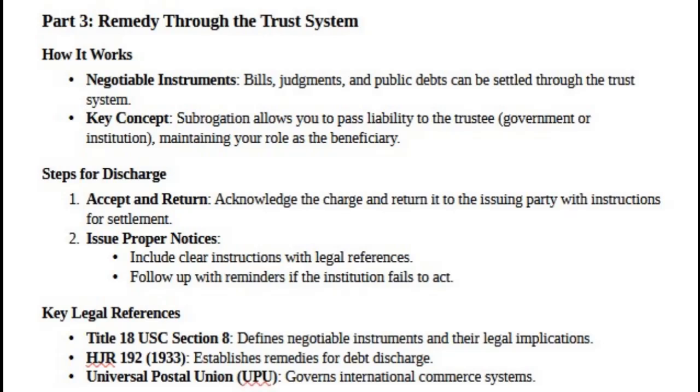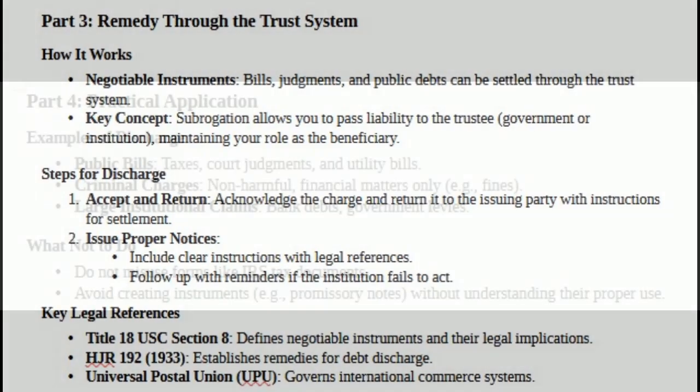Include clear instructions with legal references. Follow up with reminders if the institution fails to act. Key legal references. Title 18 U.S.C. Section 8 defines negotiable instruments and their legal implications. H.J.R. 192, 1933, establishes remedies for debt discharge. Universal Postal Union, UPU, governs international commerce systems.